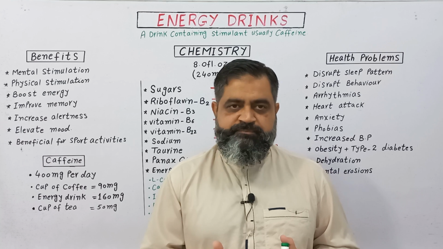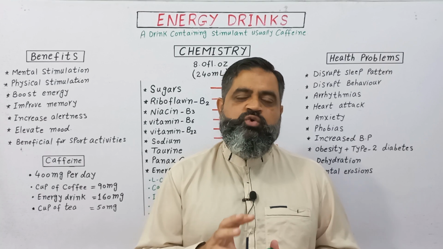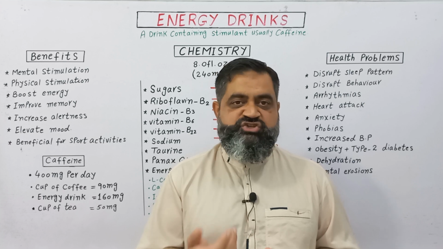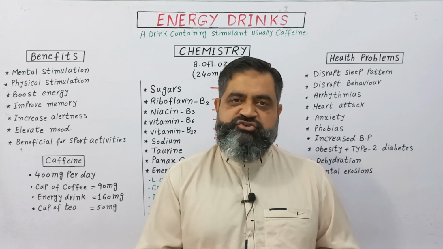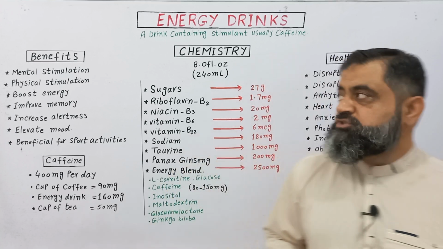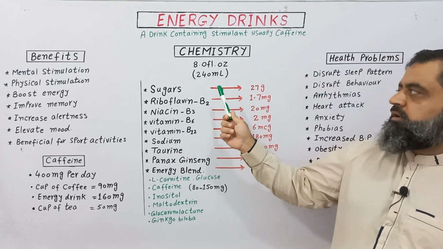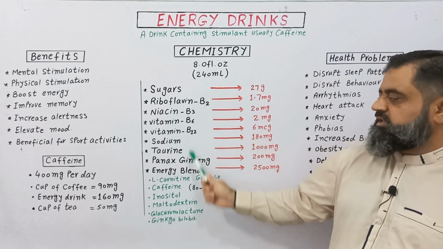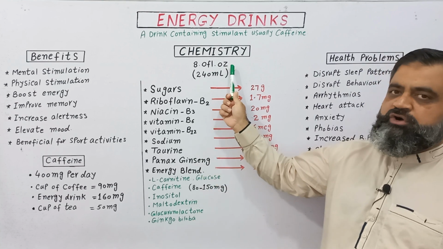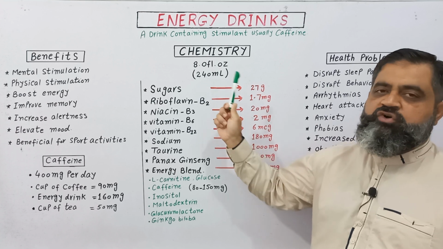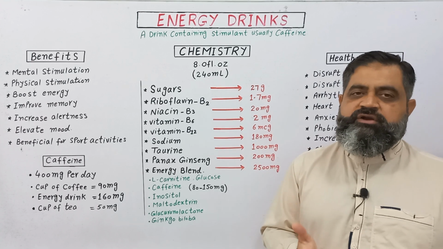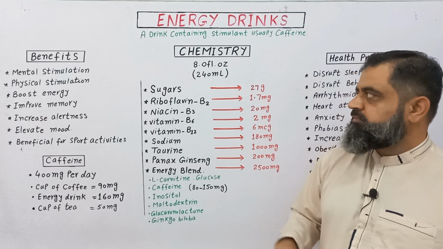level in your body. So first of all, we are going to look at the chemical composition and chemistry of a general energy drink. Usually energy drinks contain different types of chemicals in it. So I am giving the composition of 8 fluid ounces or 240 ml of an energy drink. Usually they contain 100 to 200 calories.